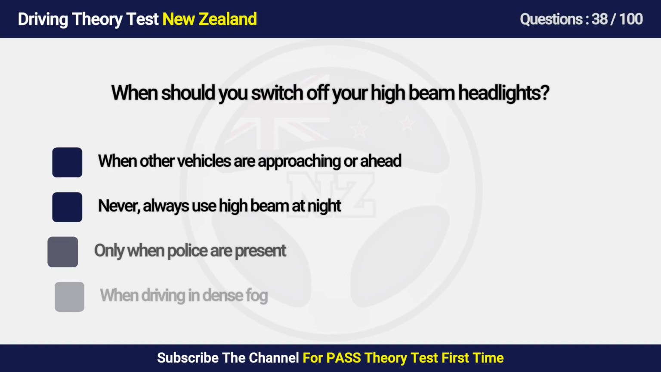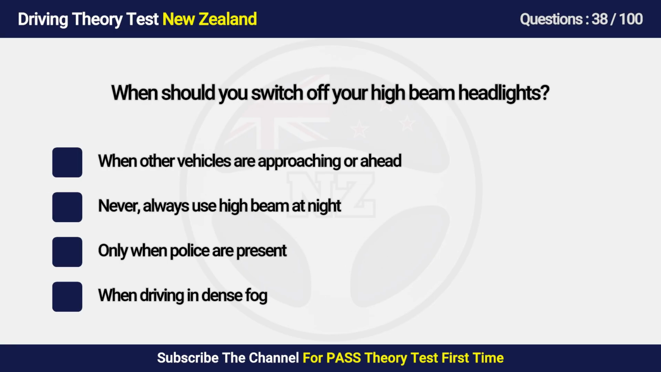Question 38. When should you switch off your high beam headlights? A. When other vehicles are approaching or ahead. B. Never, always use high beam at night. C. Only when police are present. D. When driving in dense fog.